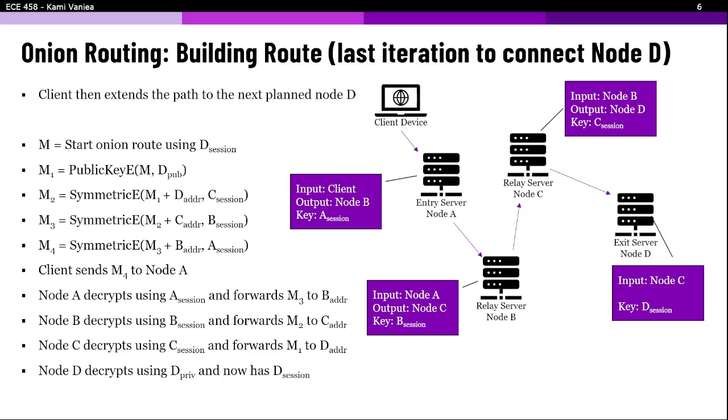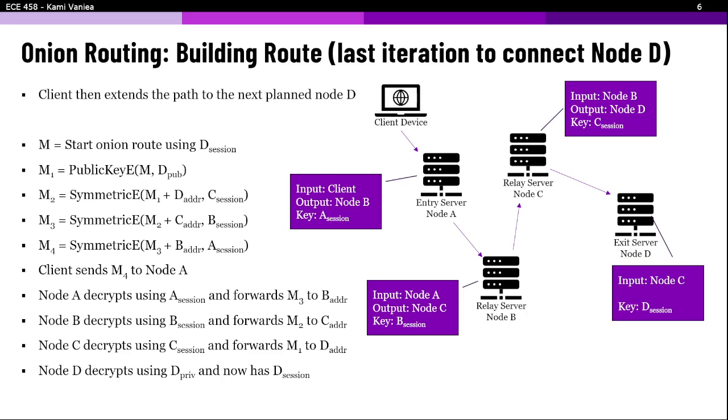Now I have annotated this with things like exit node D and client device. But from the perspective of each of these devices, everything here is a node, including the client device. So A, for example, knows it's getting its input from the client, and it knows it needs to send its output to B, and it knows its A session key, and that's it. It does not know the rest of the path. It doesn't even realize that the client is a client. It just thinks the client is another node. And this is true for the whole rest.